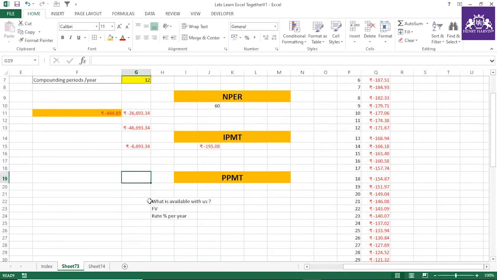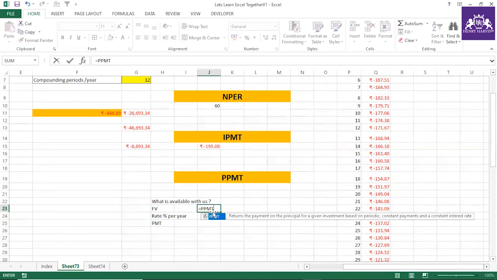Now, if we have the full value and the rate of interest per year, try to understand, what is left? We should have PMT also, correct? So you should have these values, then we can find out PPMT. But if you go to PPMT, it is nowhere talking about PMT. You can see that. So this is amazing.